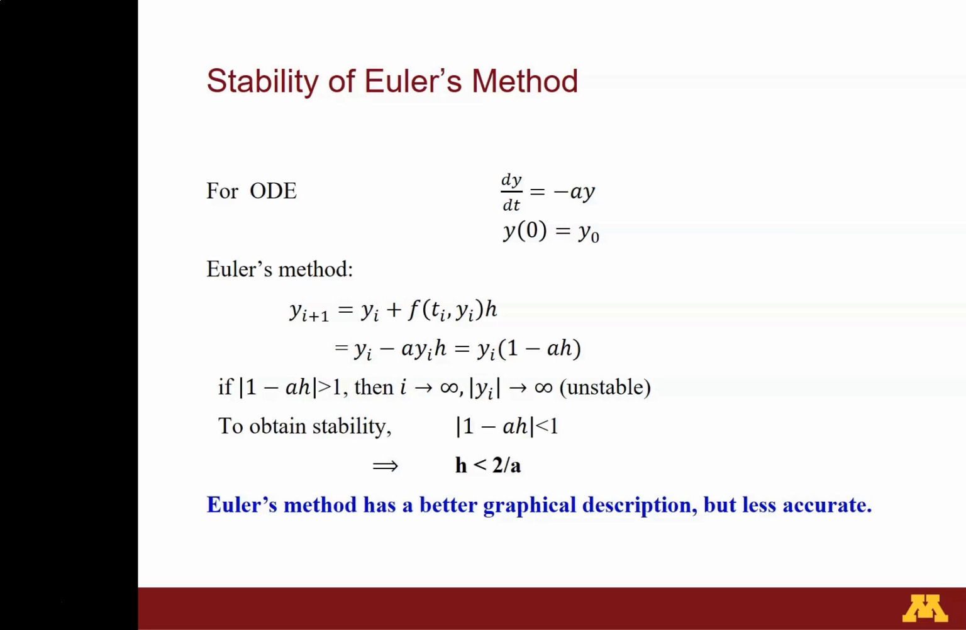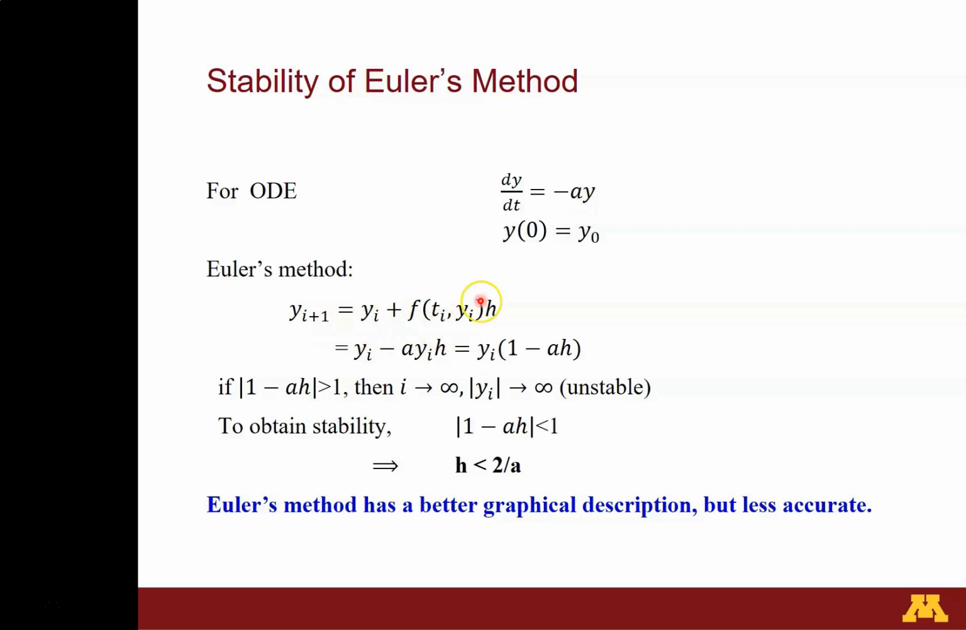Let's discuss the stability of the Euler's method. When the step size is too large, we probably cannot get convergence. So how small should we take the step size? Look at this ODE. The right-hand side function is minus a times y. A here is a positive number.